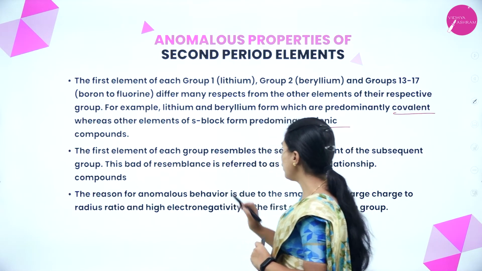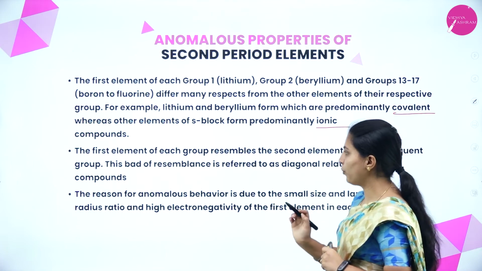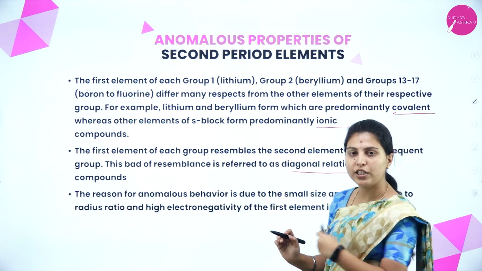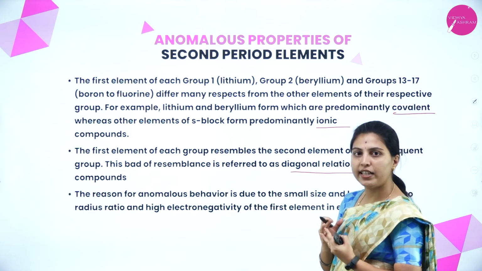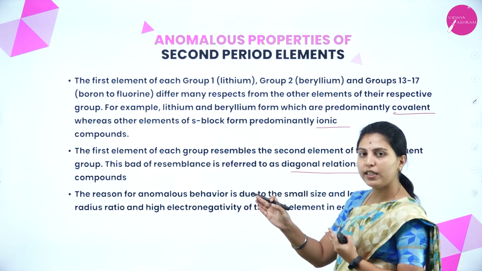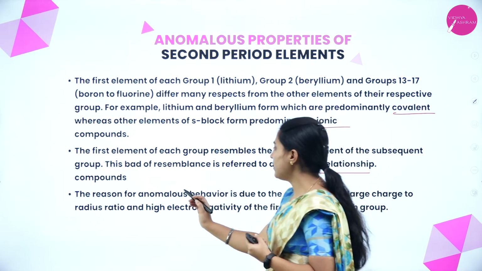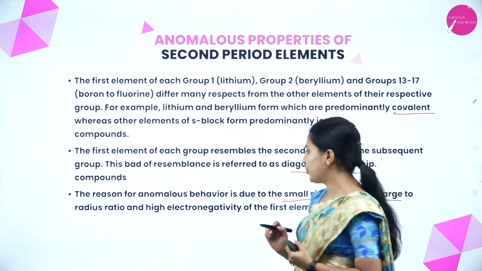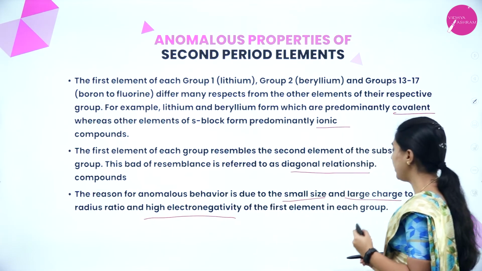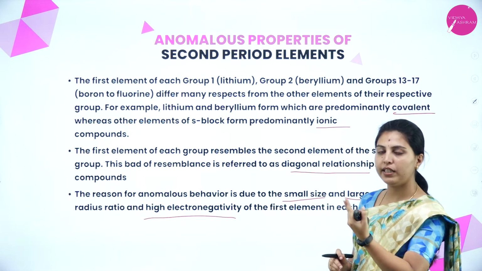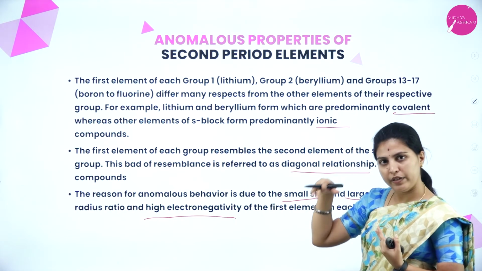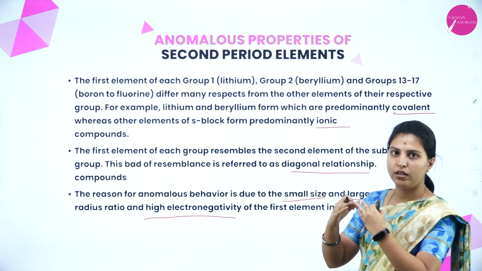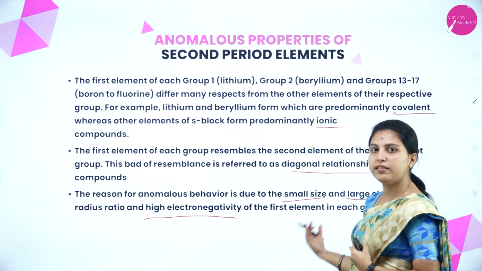The first element of each group resembles the second element of the subsequent group. This band of resemblance is referred to as diagonal relationship. That's what we have seen in the previous slide. The reason for anomalous behavior is the small size, large charge to radius ratio, and high electronegativity of the first element in each group. Since the first element in each group has high electronegativity, which decreases down the group, the second element of the next group will resemble the first element. So the diagonal relationship is formed due to these reasons.